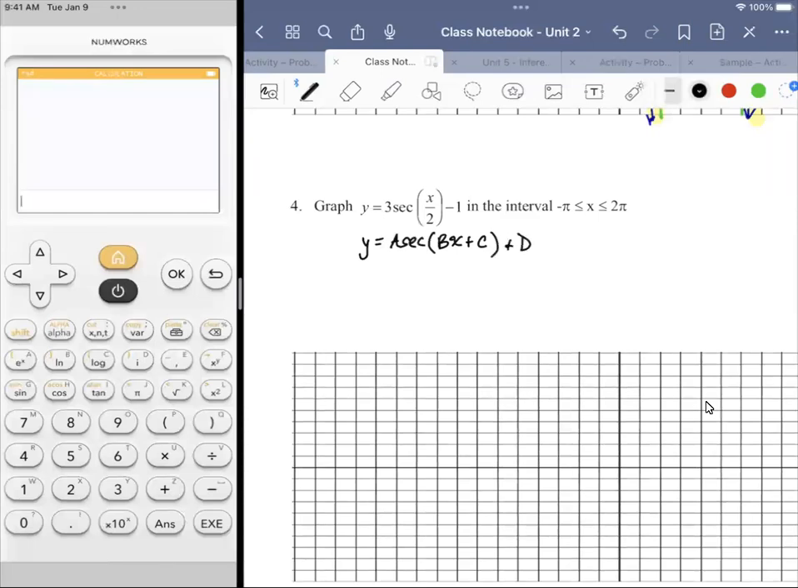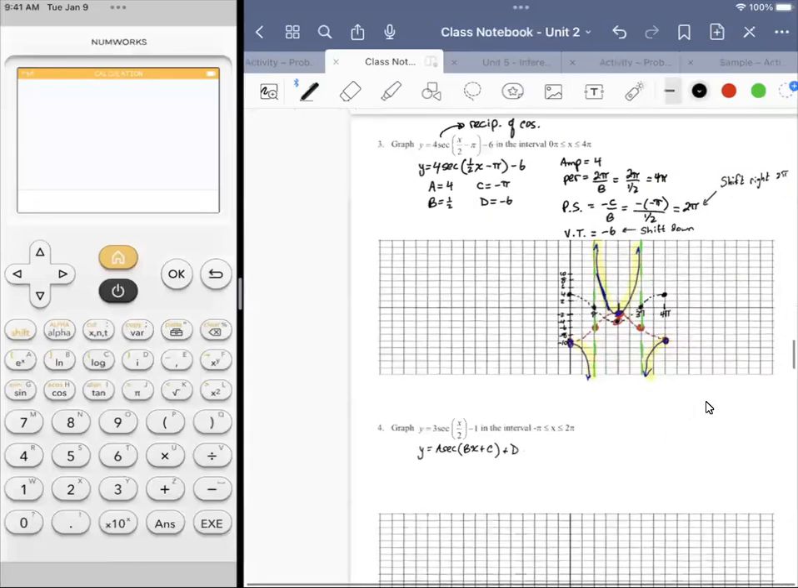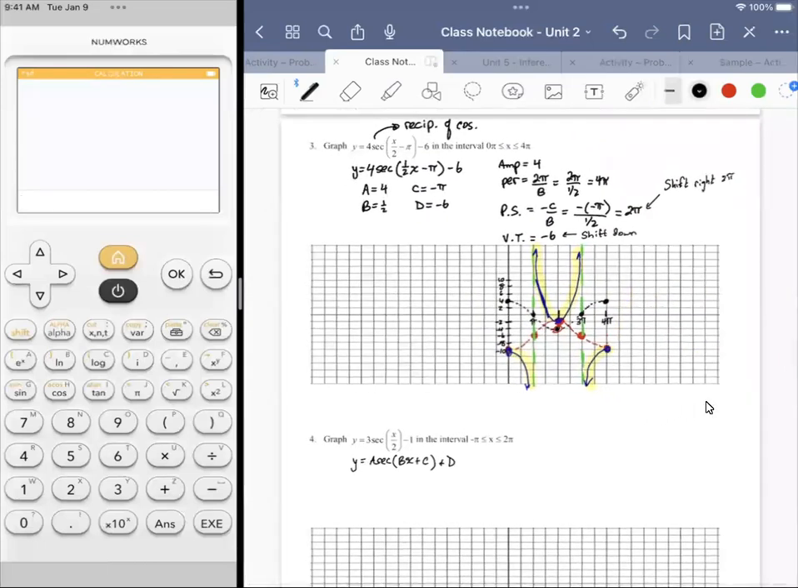All right. Now, just like we did with example number 3, we have to take into account where the asymptotes would be. It is the reciprocal of cosine, so wherever the cosine function is equal to 0, the secant function is going to be undefined. There's a couple of ways that you can handle that. What some people will do is they'll go to the calculator just for the asymptotes and then build the rest of the function from there.